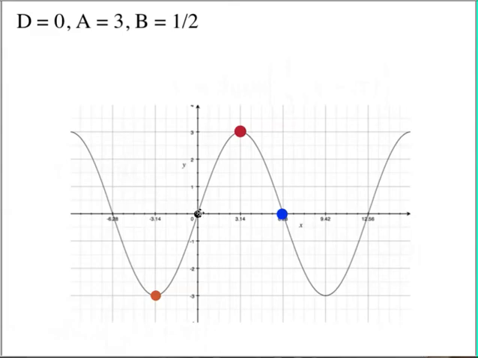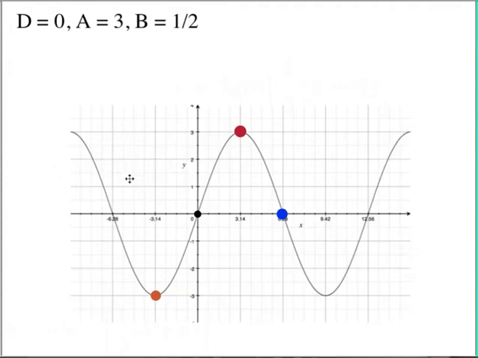This is going to be a sine equation because I'm starting in the middle. Notice that this red dot starts at the maximum. That's going to be a cosine graph. Anytime you start on the middle, it's going to be a sine. If you start on the maximum, it's a positive cosine. If you start on the minimum, it's a negative cosine.